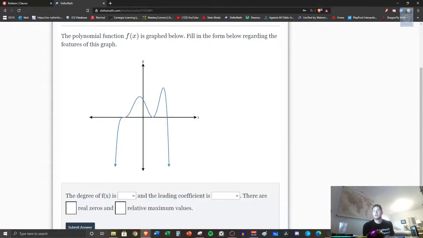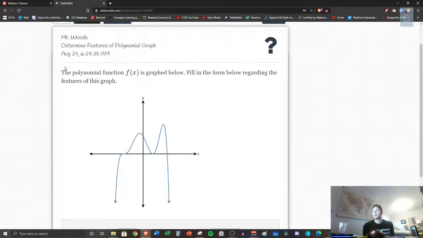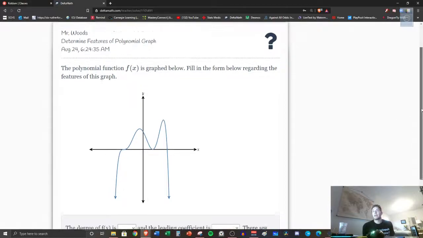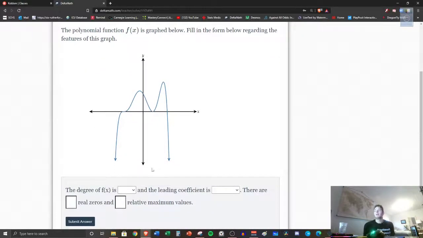It gives us a polynomial function, and we want to determine a few features about it. Now, we could ask a lot more questions, like if it had numbers, we could ask what is the y-intercept, what are the x-intercepts. We don't have numbers here, so we're really just focused on some of the end behavior ideas and the concept of the degree of the function. Now we know the degree of the function is the highest power.